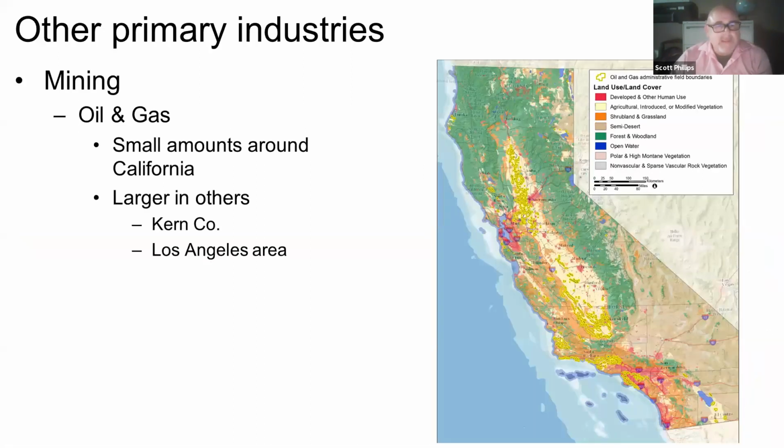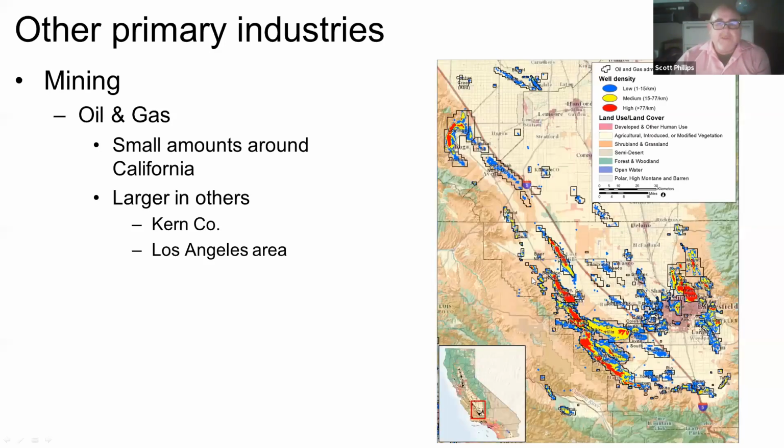And lastly, mining and energy. Mining gold has been important in the past, as we've discussed. Currently, the main mining done in California is oil and gas production. There are various amounts of oil and gas around California, but the large deposits of oil and gas are primarily in the southern San Joaquin Valley, in Kern County especially, and in the Los Angeles Basin.